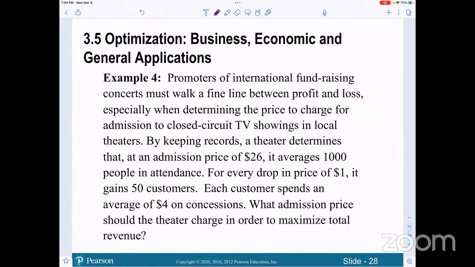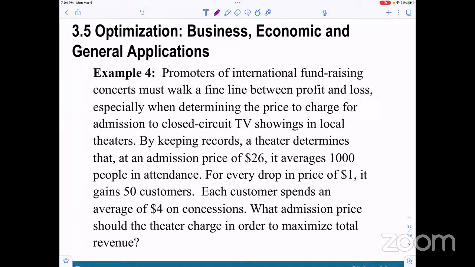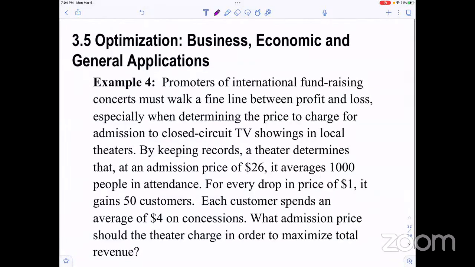It says promoters of international fundraising concerts must walk a fine line between profit and loss. Especially when determining the price to charge for admission to closed circuit TV showings in local theaters. By keeping records, the theater determines that at an admission price of $26, it averages 1,000 people in attendance. For every drop in price of $1, it gains 50 customers. Each customer spends an average of $4 in concessions. What admission price should the theater charge in order to maximize the total revenue?